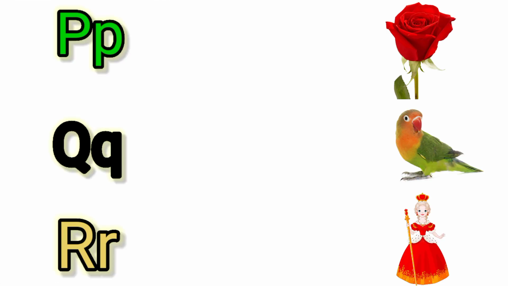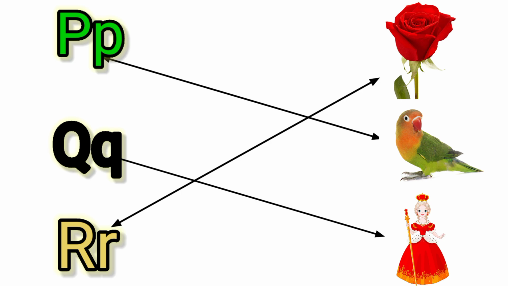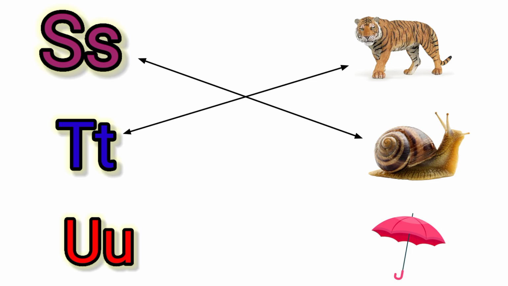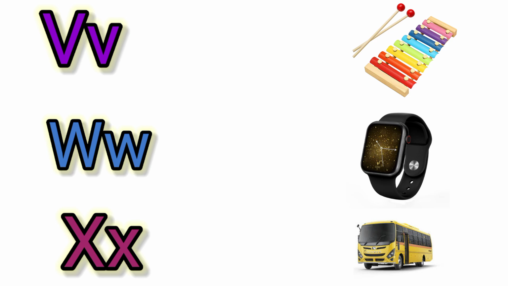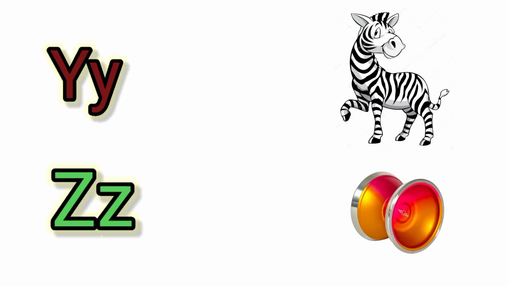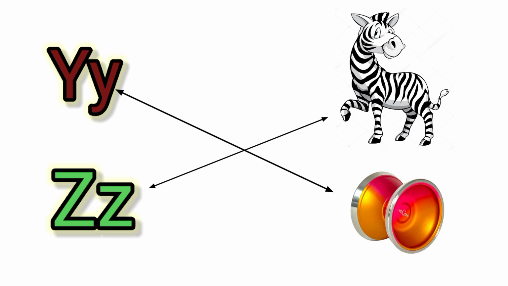P is for parrot. Q is for queen. R is for rose. S is for snail. T is for tiger. U is for umbrella. V is for van. W is for watch. X is for xylophone. Y is for yo-yo. Z is for zebra.